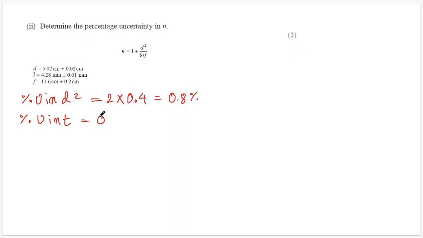It's 0.23, right? D done, T done, you are left with F. So percentage uncertainty in F would be uncertainty by value, that is 0.2 divided by 11.6 times 100, which gives you 1.72.